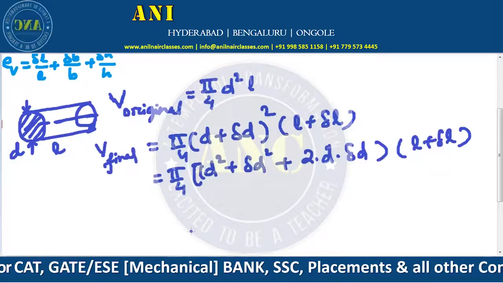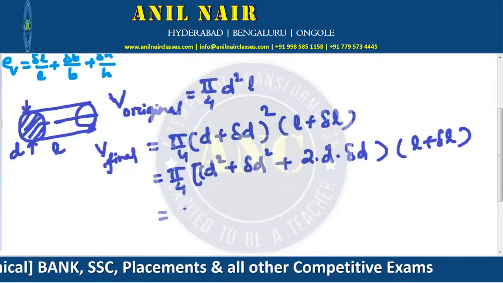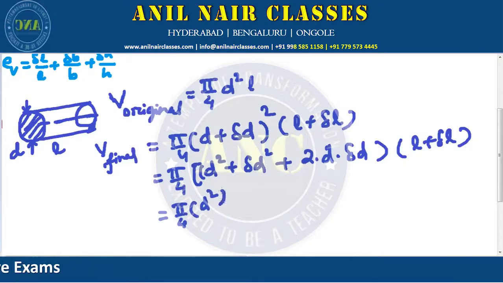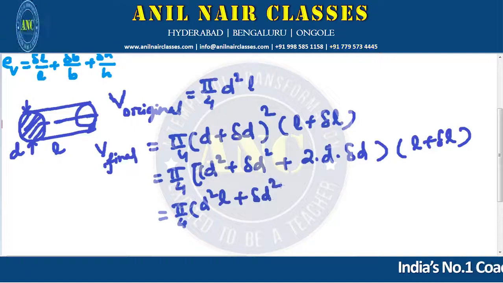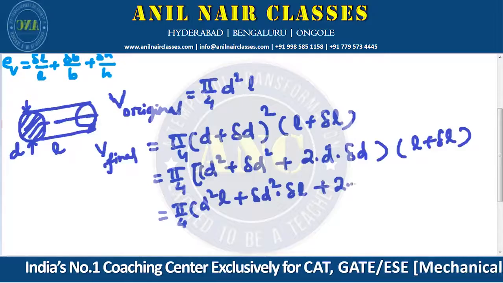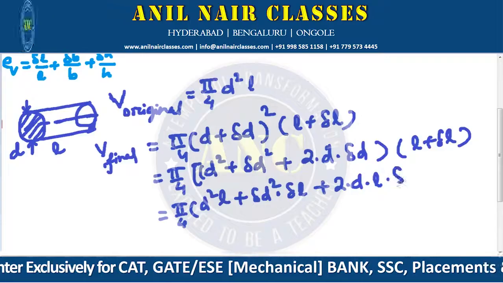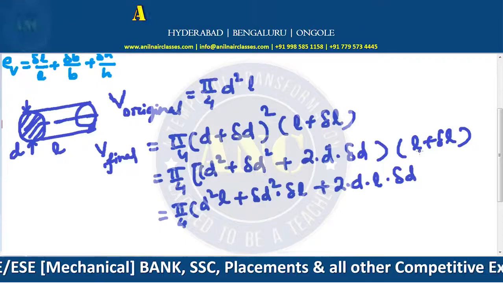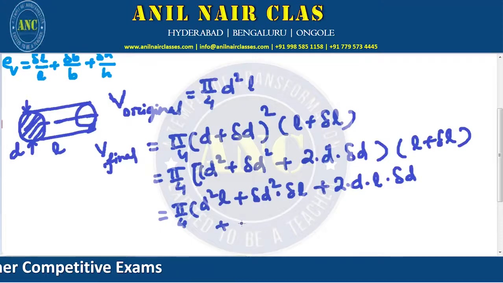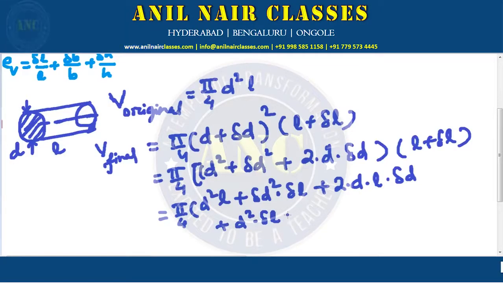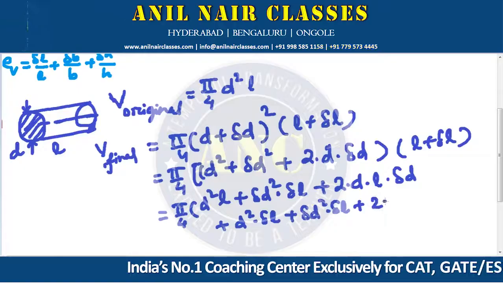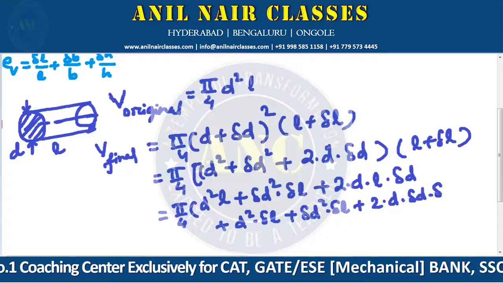So let me expand it further. This will be pi by 4 [d square L plus delta d square into L plus 2d L delta d]. This is with multiplication with L. Similarly, I will multiply delta L with all. So this will be d square delta L plus delta d square delta L plus 2d delta d delta L.